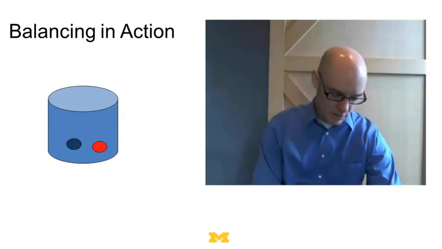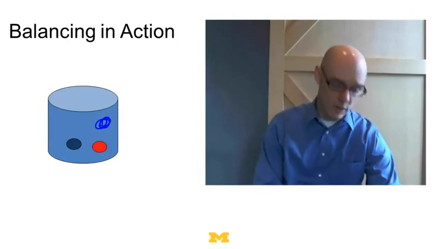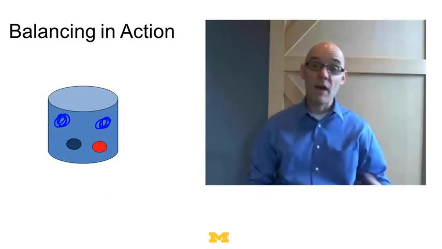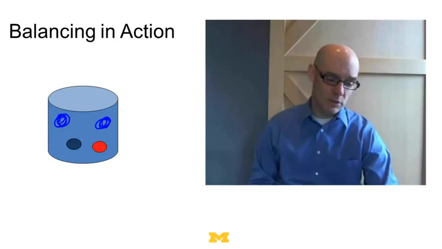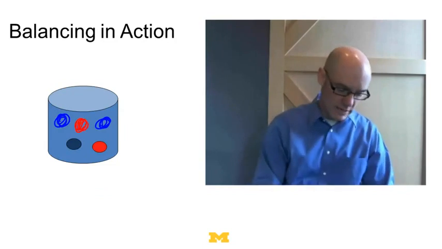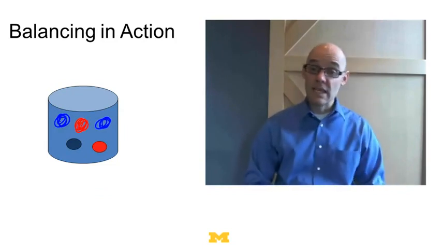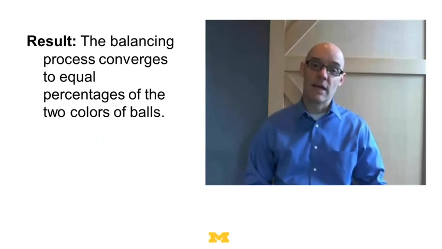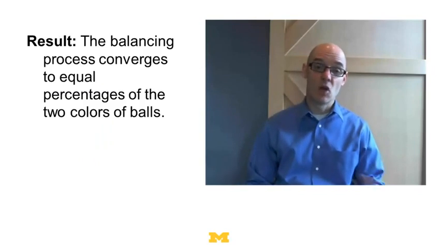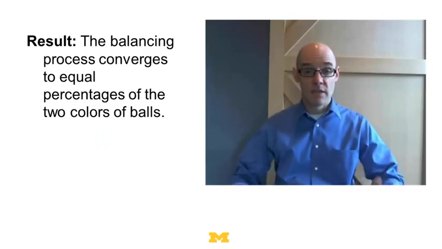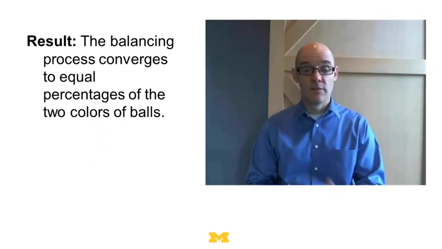Suppose I pick a red ball, I add a blue ball. Suppose I pick another red ball, add another blue ball. Well, now it becomes incredibly likely I'm going to pick a blue ball. So if I pick a blue ball, then I add a red ball. We can see this process is going to balance itself out. So the balancing process in the long run is going to end up with 50% red balls and 50% blue balls.